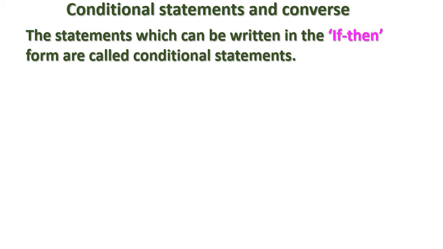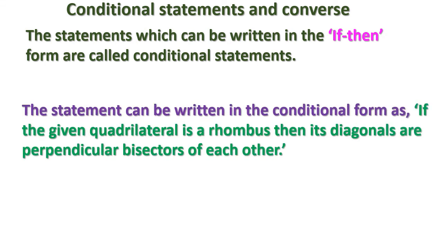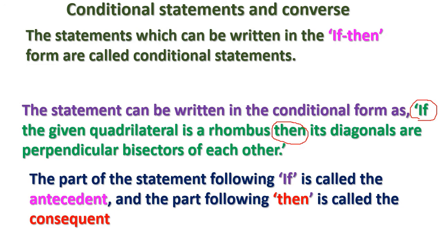First thing to be mentioned is what is meant by a conditional statement, otherwise what is meant by the converse of such a statement. A statement which can be written in the if-then format is normally named a conditional statement. For example, if the given quadrilateral is a rhombus, then its diagonals are perpendicular to each other. So there are two terms which I already mentioned: if and then. That means if this particular condition is there, the other will be the result of it. Such statements are called conditional statements.